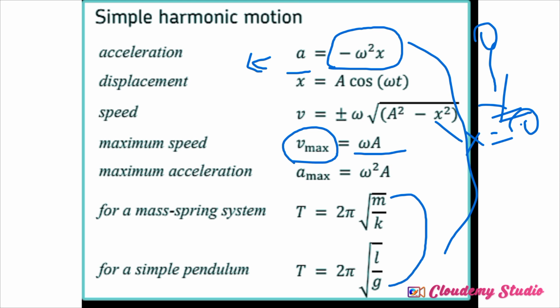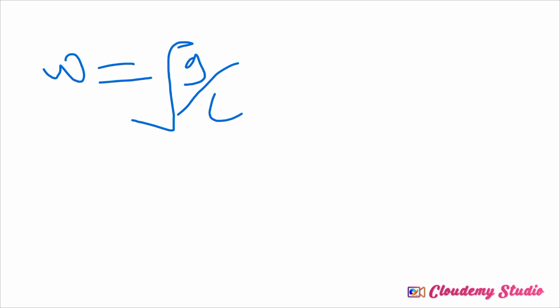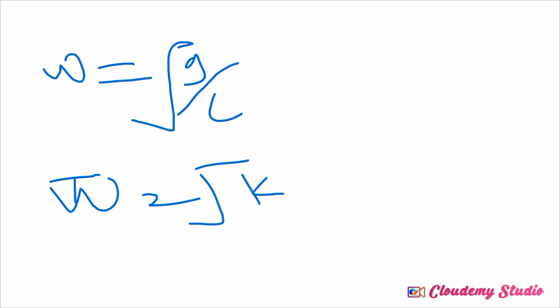For a simple pendulum, it has to do with the length and the acceleration due to gravity. Just note this, these are very simple formulas. For a simple pendulum, the angular frequency omega is equal to the square root of g over L. And for a spring, the angular frequency will be the square root of k over m.